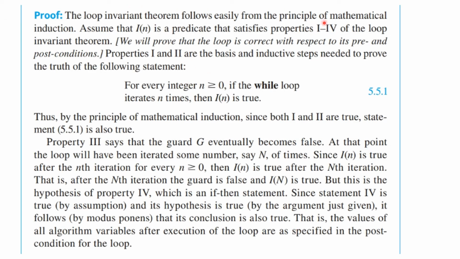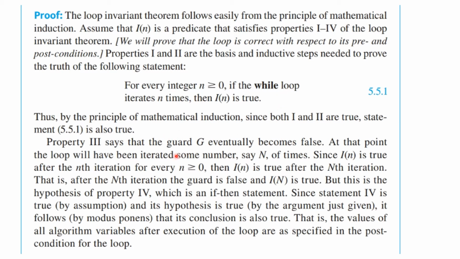This follows very easily from the principle of math induction, because if this is the predicate that satisfies properties 1 through 4 of the invariant theorem, then properties 1 and 2 are the basis and induction steps needed to prove that if the while loop iterates n times, then I of n is true. Thus, by the principle of math induction, both Roman 1 and Roman 2 are true, and so this statement is also true.